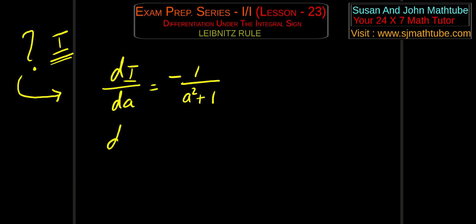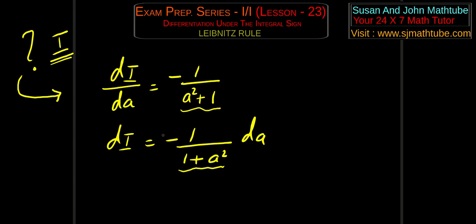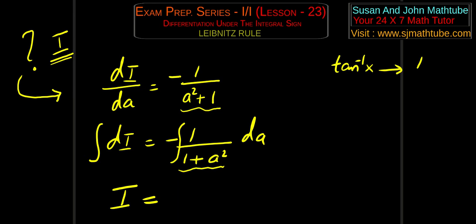Not to worry, make it variable separable. So we get, it's the same thing, I just allowed to write 1 plus a square dA, and get ready to integrate. So we get I is equal to, by the way, what is the derivative of tan inverse x? 1 by 1 plus x square.